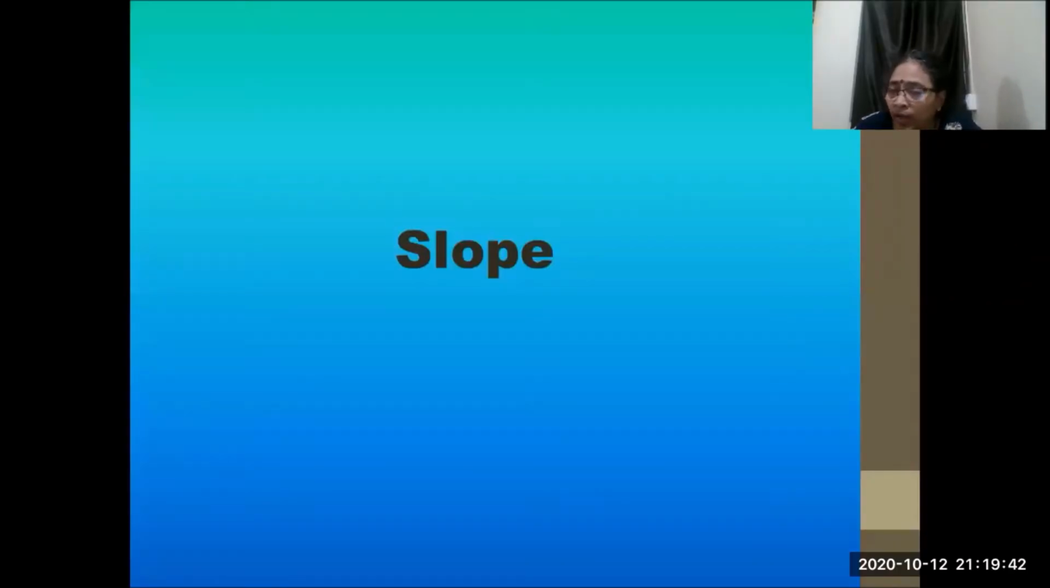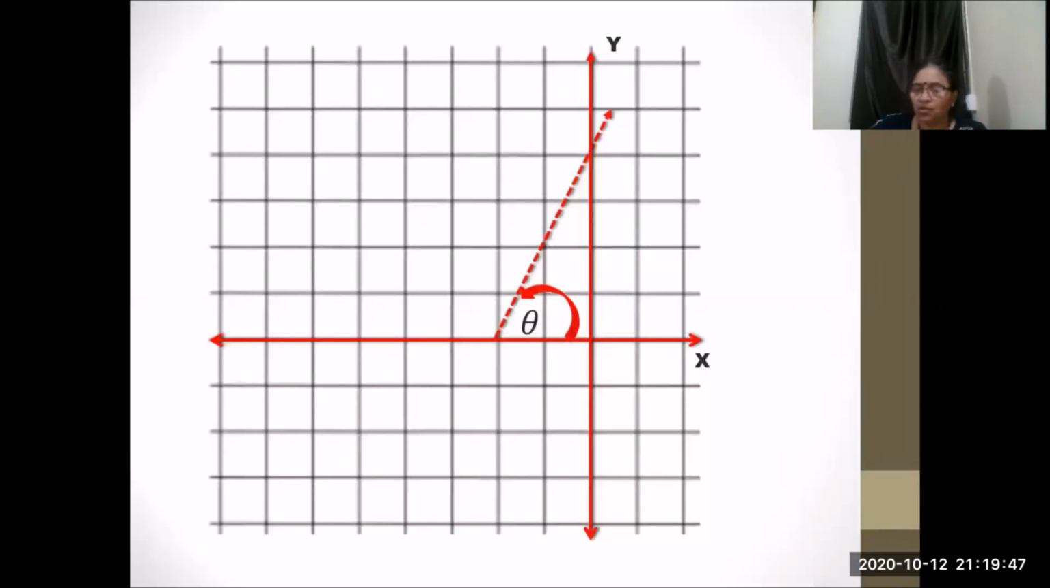There is another way for finding the slope. If the angle of inclination is given, say theta is the angle of inclination between x-axis and the line, then we can find the slope by the same formula, that is change in y over change in x. OB is change in y, OA is change in x.